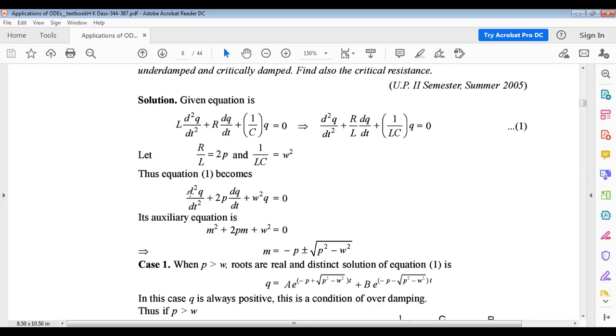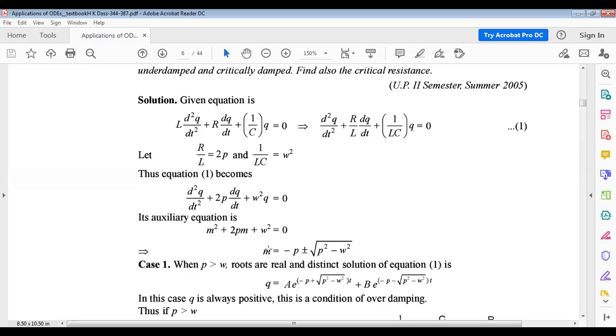This is the second order differential equation. And now we'll try to solve this by what? Constant coefficient method. So if e to the power mt is the trial solution, then the auxiliary equation will be m square plus 2pm plus omega square equal to 0.